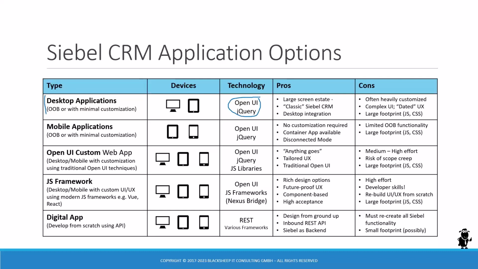So one of the pros is you have a lot of space, large screen estate. The Siebel CRM is more or less classic, so easy to learn. And desktop integration, one of the features with DISA is out of the box. Well, you don't have to reinvent wheels.